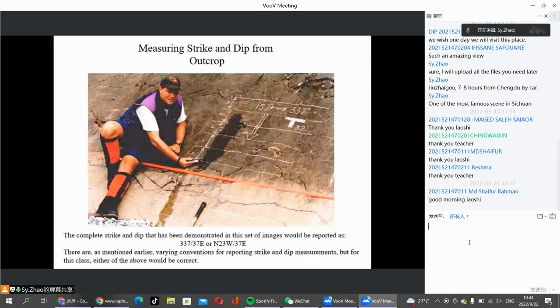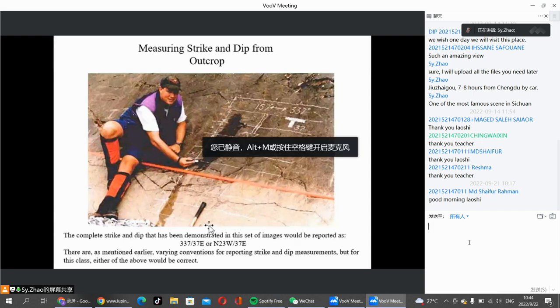So the complete strike and dip that has been demonstrated in this set of images could be reported as this. And these are two types of conventions for reporting strike and dip measurements. But for this class, either of them would be correct. And remember that it's not just what you do in the field that counts, it's how you look.